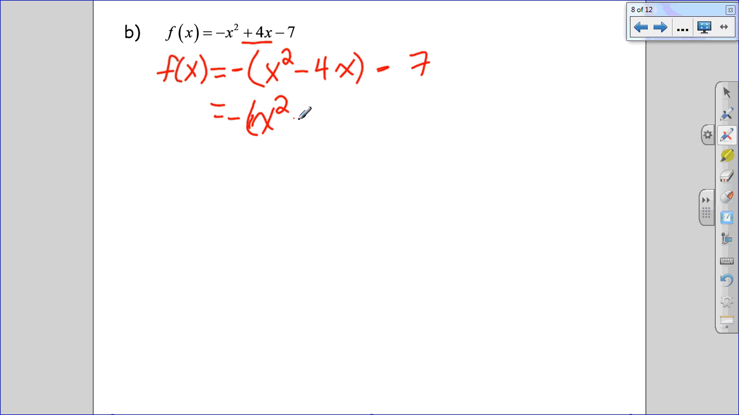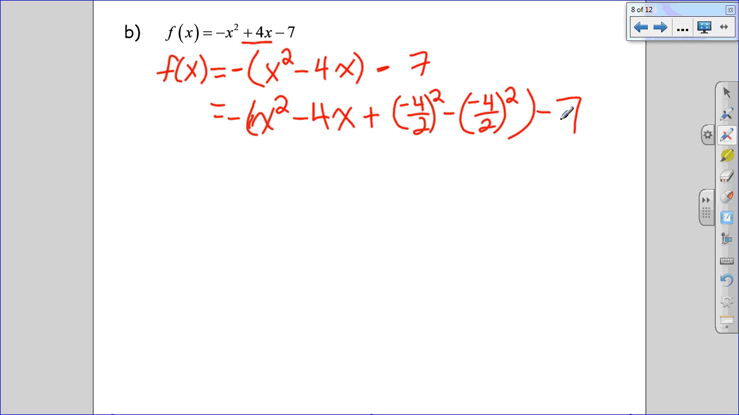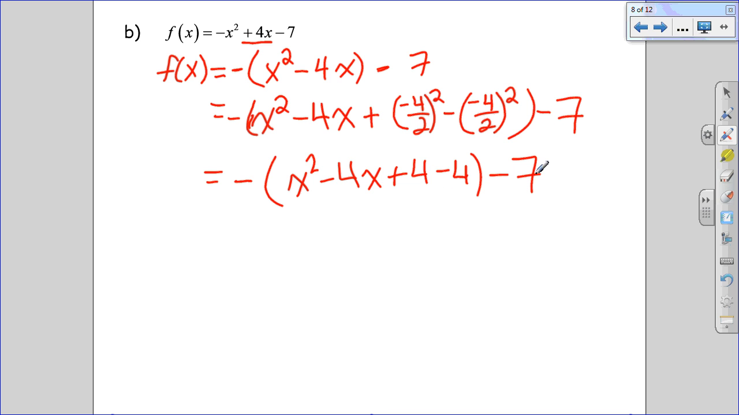Now we have x squared minus 4x plus, again, we're going to take this number in front of x, which in this case is -4. We're going to divide it by 2 and square it. And in order to keep the equation balanced and not change it, we still have to subtract it off and subtract 7. That leaves us x squared minus 4x, and 4 divided by 2 is 2, and square it, it's plus 4 minus 4, take away 7.